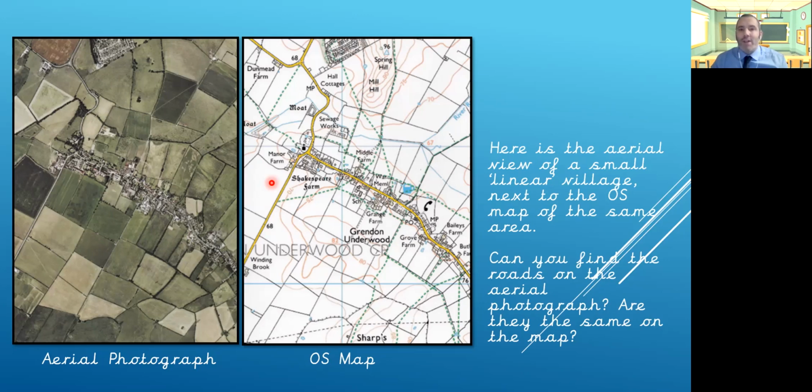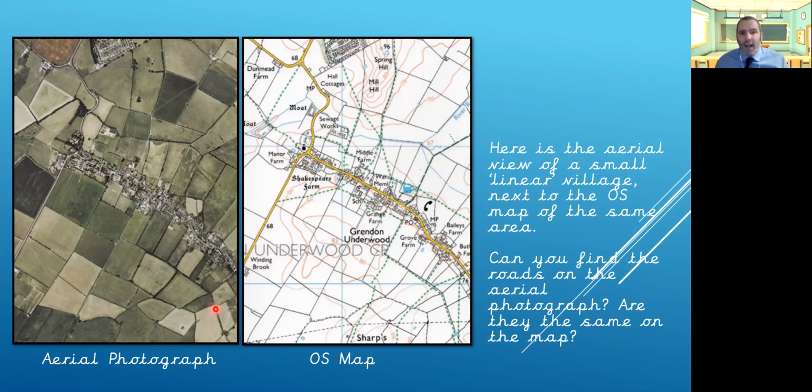Okay, how did you get on? So if we look on our Ordnance Survey map to begin with, the road is really obvious. It's a solid yellow line that goes across the side of the map here and off into the top, and then cuts through the center of the map here.